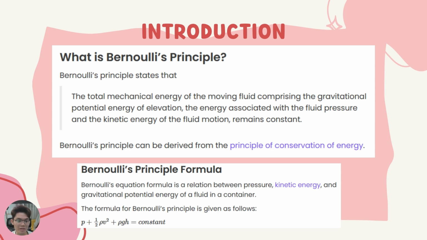The Bernoulli principle formula is a relation between pressure, kinetic energy, and gravitational potential energy of a fluid in a container. The formula of Bernoulli principle is given as follows, which we will later describe in the theory part.